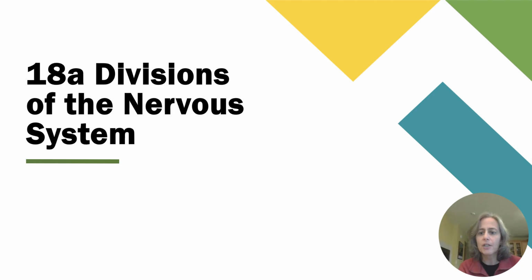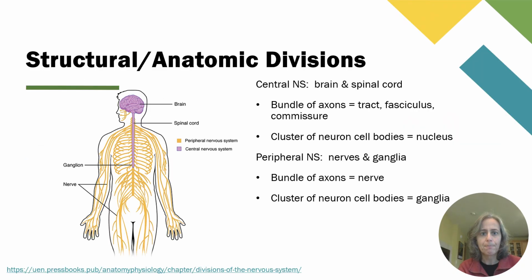So let's talk about divisions of the nervous system. Scientists love dividing things into different categories because that helps us to understand them and it also helps us to remember them and conceptualize them. So we can do so structurally or anatomically by where the things are. And so the divisions for the nervous system then would be the central nervous system, shown here in purple, which is the brain and the spinal cord.